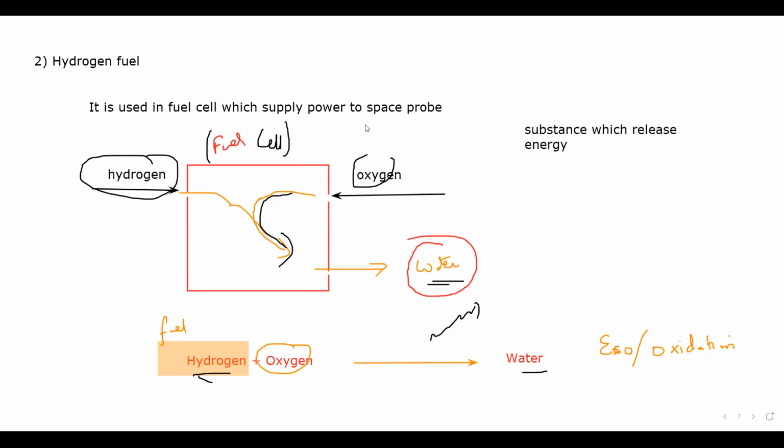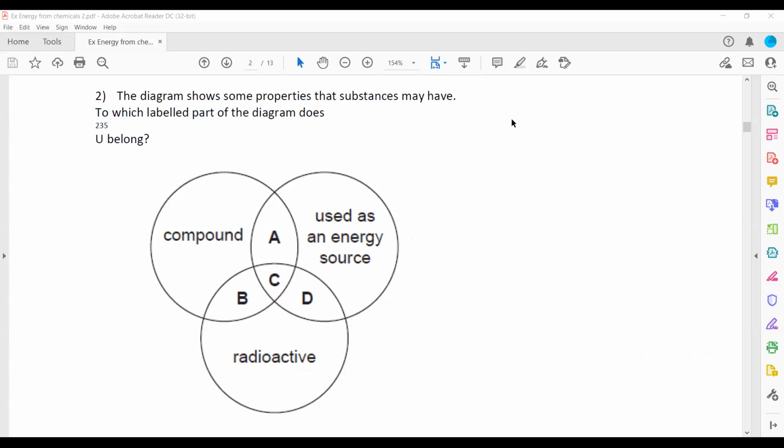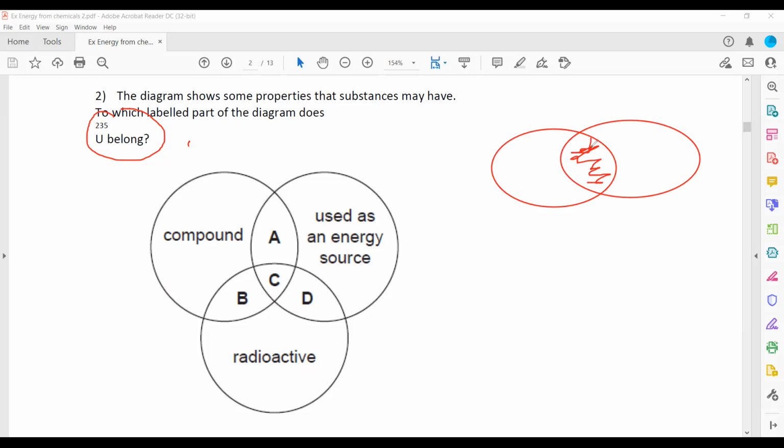So the diagram shows some properties that substances may have. To which label does uranium belong? First thing, uranium is an element. We have to select the common factor. In mathematics, maybe you have studied the Venn diagram, in which you show the common properties by the region where the two circles intersect, that is showing a common property.